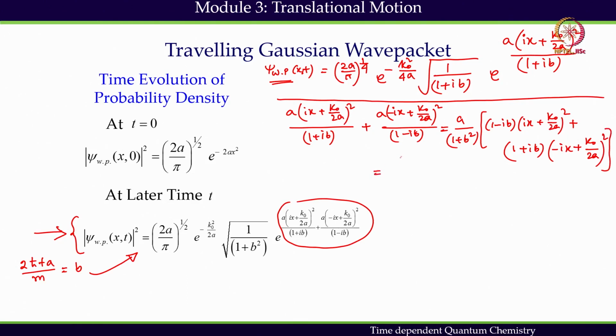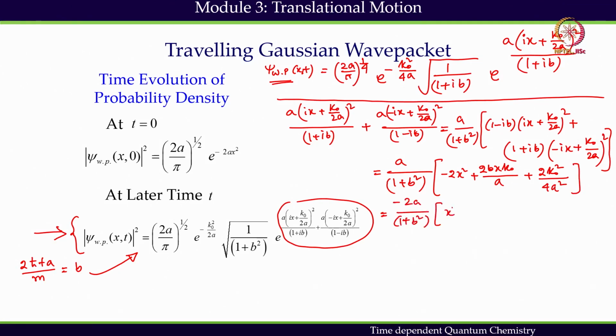So this can be simplified further. 1 plus b square minus 2x square plus 2bx k naught divided by a plus 2 k naught square divided by 4a square, which is nothing but minus 2a by 1 plus b square into x square minus bx k naught divided by a minus k naught square divided by 4a square.